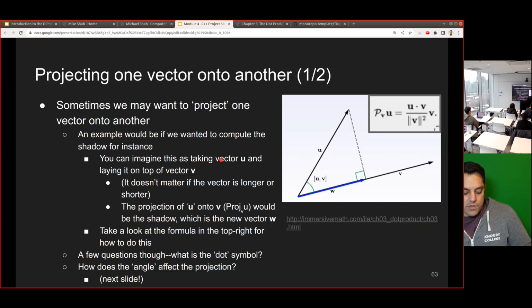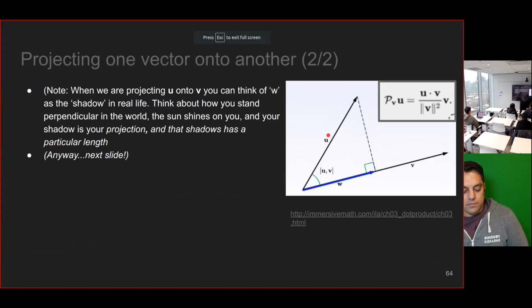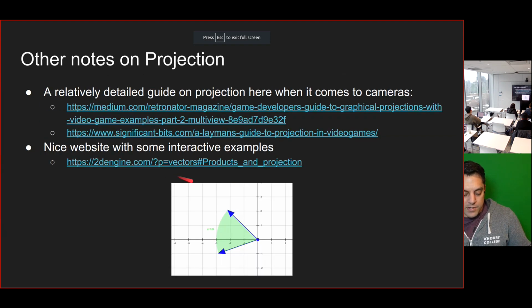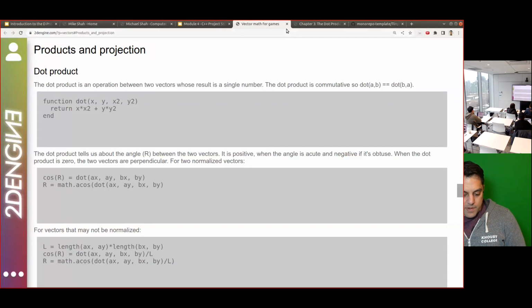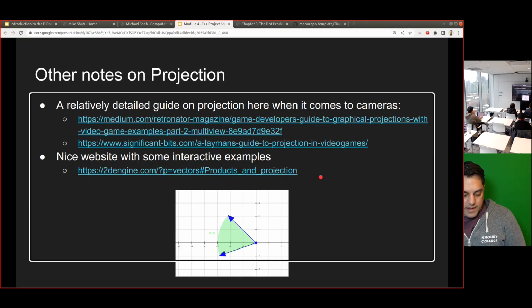So the actual math and how to do this, here's me explaining my analogy. And here's about casting a shadow. Let me actually show the 2D engine demo again, if you want to see exactly.